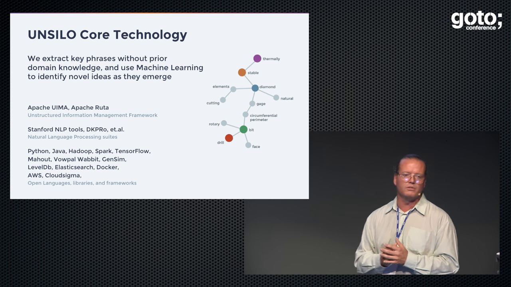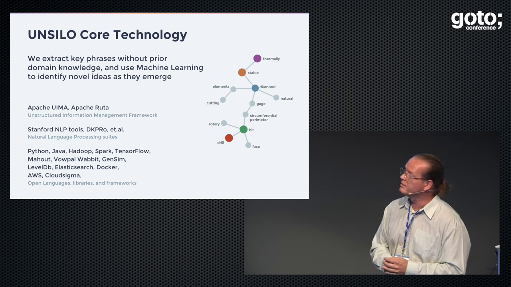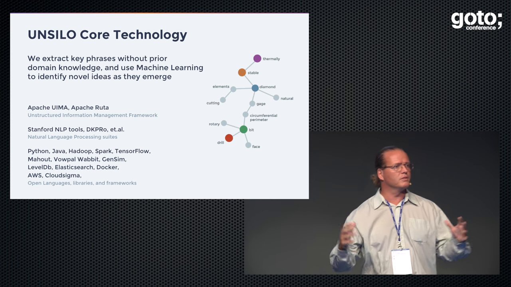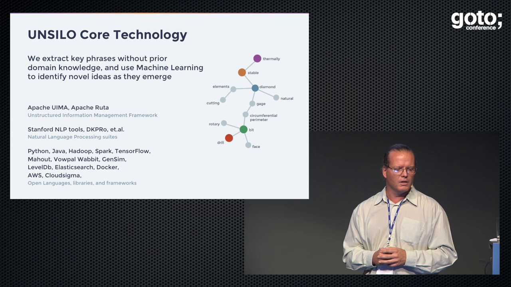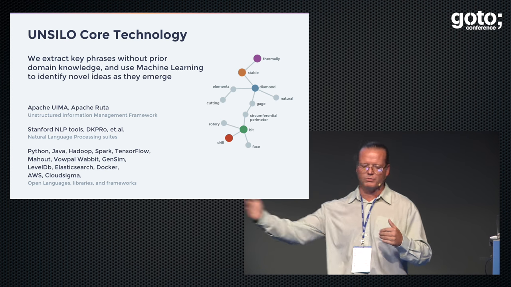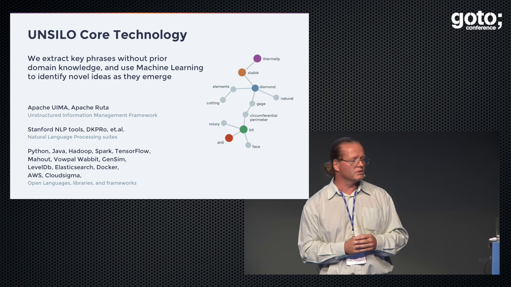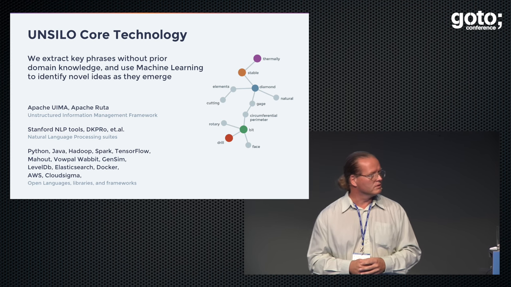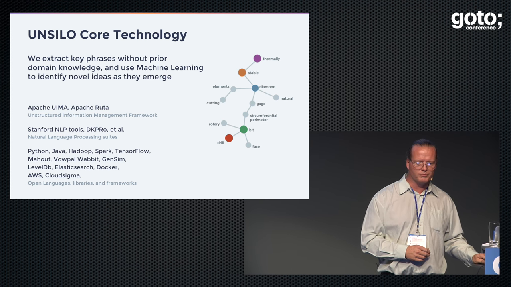So the core technology that we've built is based on a lot of open source components, or at least free components. We have a document processing pipeline built around Apache UIMA and Router. And we run a standard natural language processing pipeline and tools on top of that. And then we use common languages like Python for prototyping, Java, and a lot of libraries and stuff in the, I guess, the data scientist's toolbox.